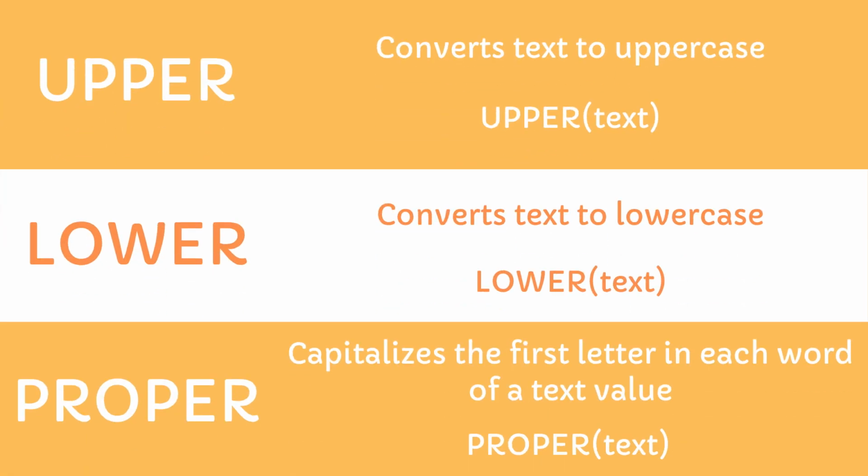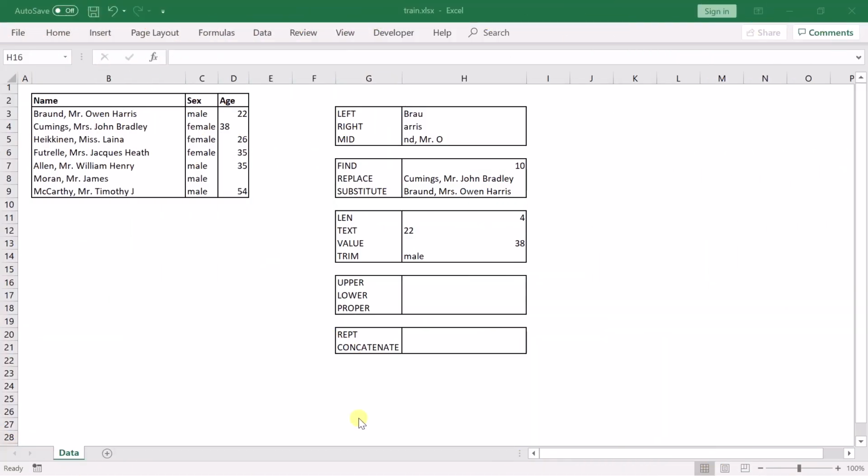Now we'll be talking about another set of text manipulation functions, which are the UPPER, LOWER, and PROPER functions. The UPPER function in Excel converts the text to uppercase format, that is, the capitalized format. The LOWER function is exactly the opposite, and it converts the text to lowercase format. The PROPER function capitalizes the first letter of every word in a text value. Let's see how we can use these in Excel.